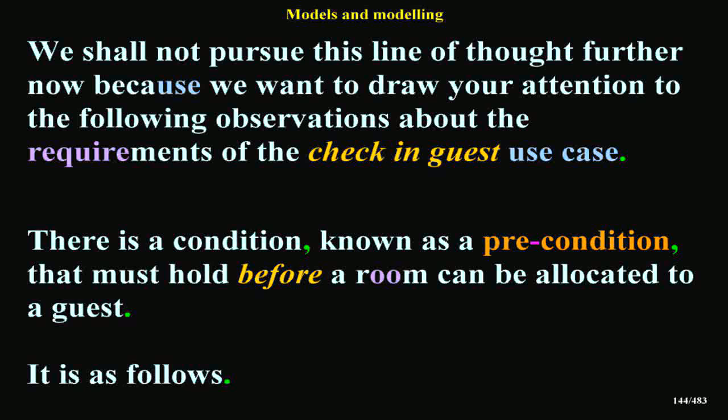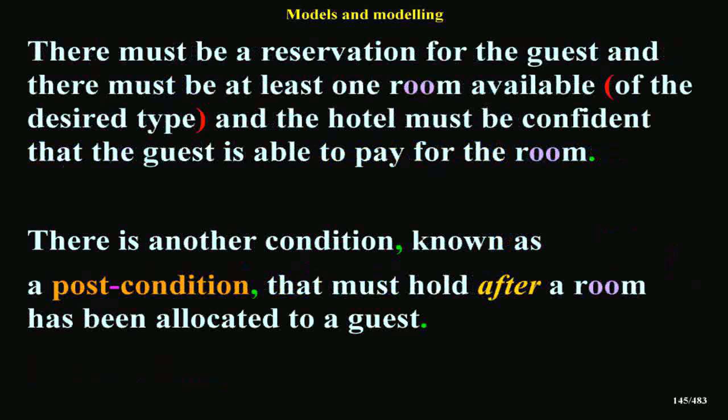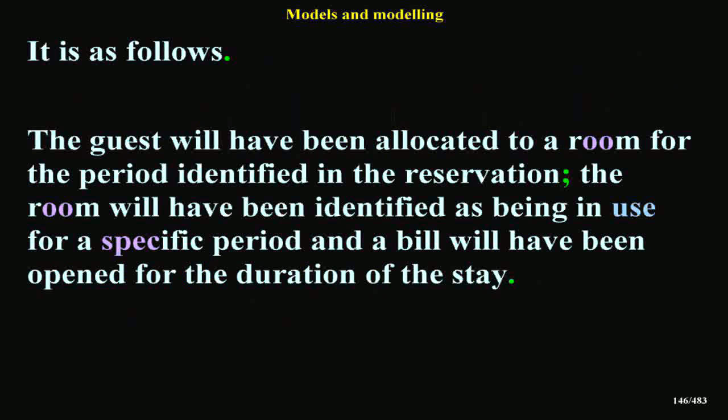There is a condition, known as a precondition, that must hold before a room can be allocated to a guest. It is as follows. There must be a reservation for the guest, there must be at least one room available of the desired type, and the hotel must be confident that the guest is able to pay for the room. There is another condition, known as a post-condition, that must hold after a room has been allocated to a guest. It is as follows. The guest will have been allocated to a room for the period identified in the reservation. The room will have been identified as being in use for a specific period and a bill will have been opened for the duration of the stay.